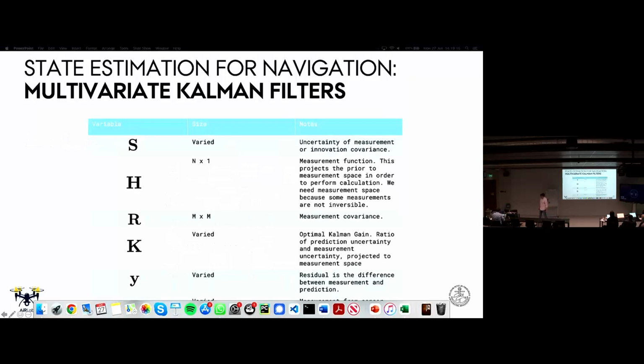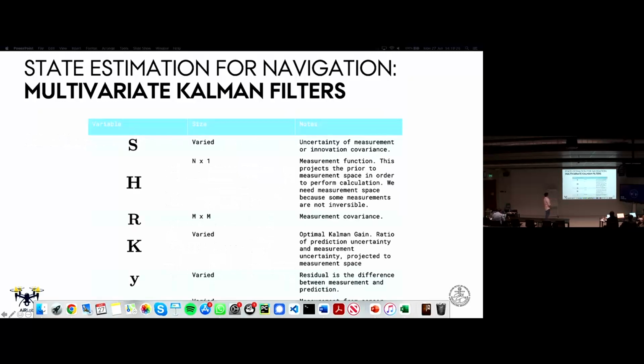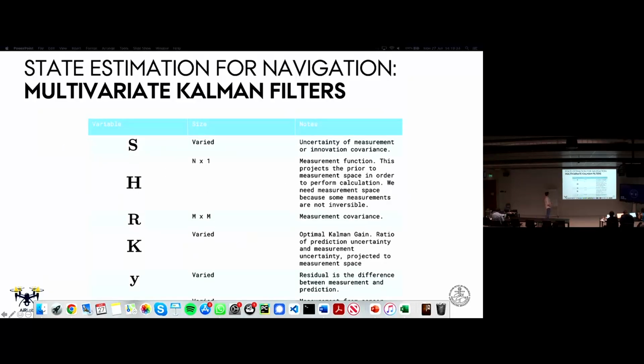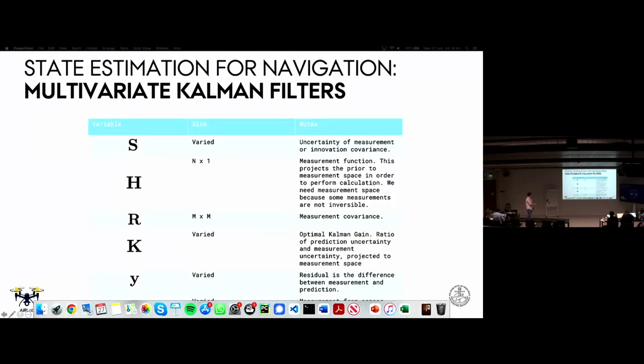But as soon as you start looking at this, you start seeing that it's actually starting to slowly make sense. Because you can imagine that what's called the innovation covariance, or S, is going to update how uncertain you are about a specific measurement. You can then define H as an actual measurement function. This will project the measurement space in order to perform the calculation.